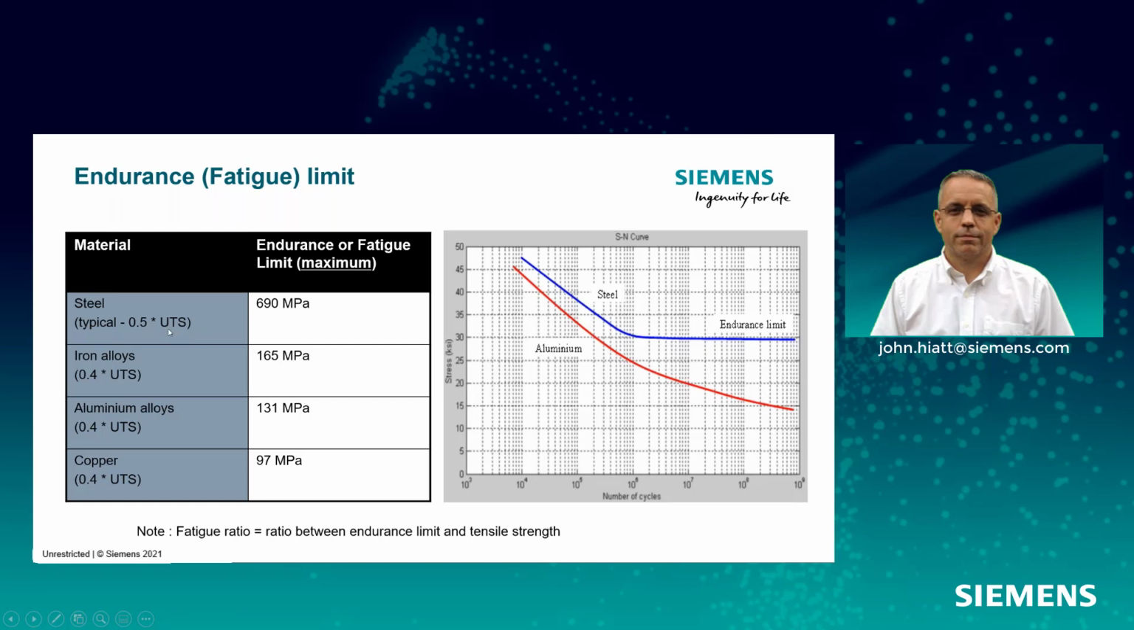I want you to keep, I like rules of thumb, things to just keep in your mind. The ultimate to the endurance limit is a factor of 2 on steel. Okay, so 690 is our endurance or fatigue limit, so that would put it at 1380, typical steel. These are just qualitative rules.